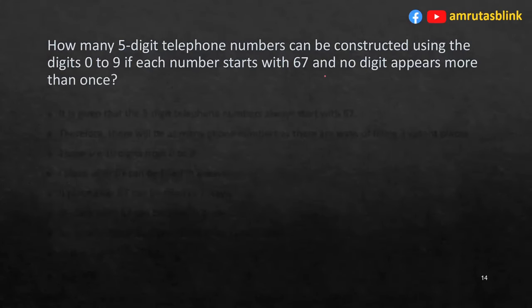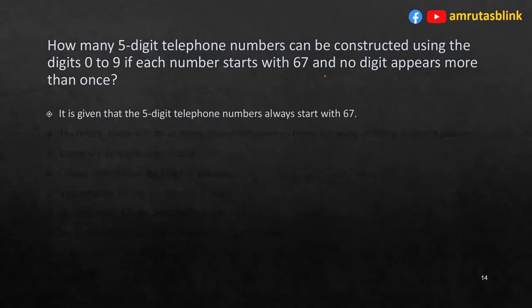How many 5-digit telephone numbers can be constructed using the digits 0 to 9 if each number starts with 67 and no digit appears more than once? Now here what we need to create is a 5-digit telephone number, but this 5-digit telephone number should always start with 67.